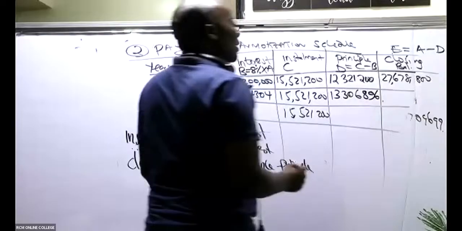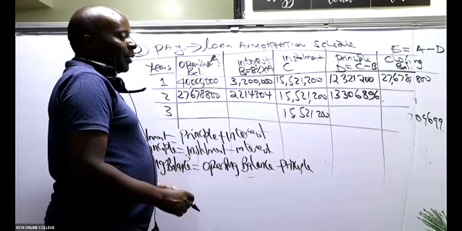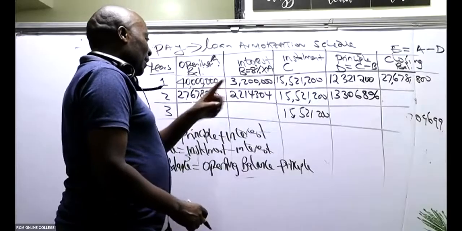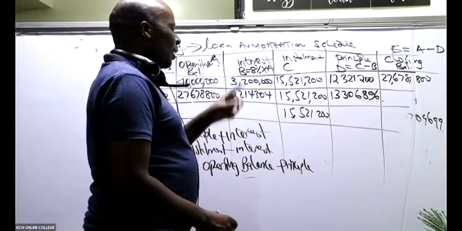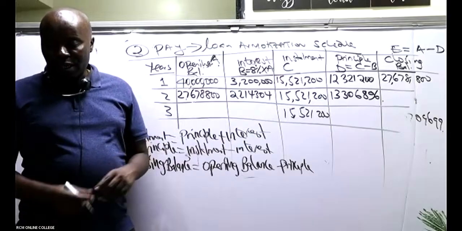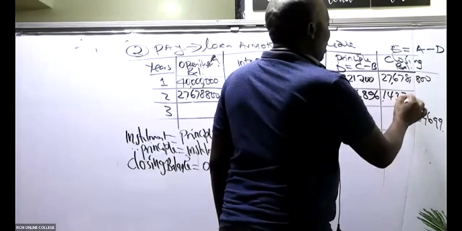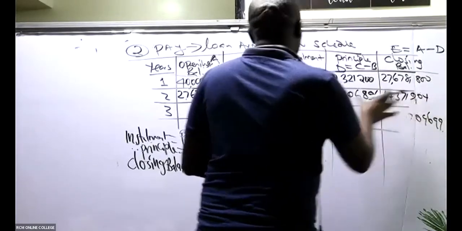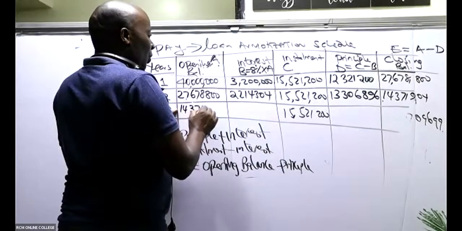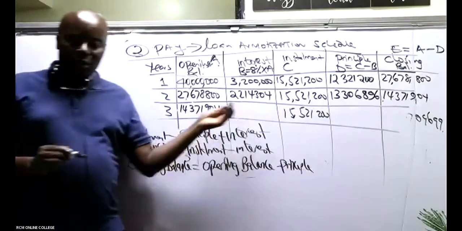Thank you so much. And therefore, the closing balance is very easy. For the closing balance, you take the opening balance minus the principal. So the figure that you have in your calculator, you simply say the opening balance minus that answer, and you should be able to give us the closing balance for year 2. We are almost finishing now, which according to Mumbi is 14,371,904. This is what I also get here. 14,371,904, like that.